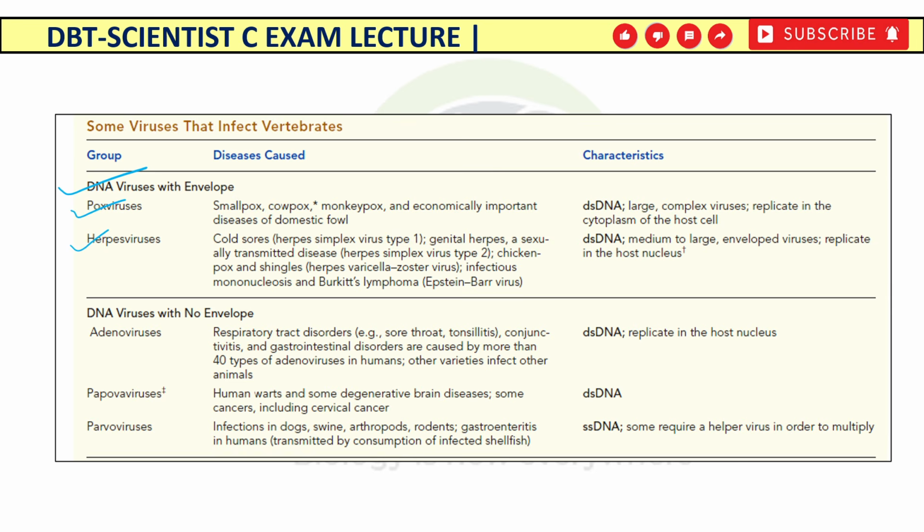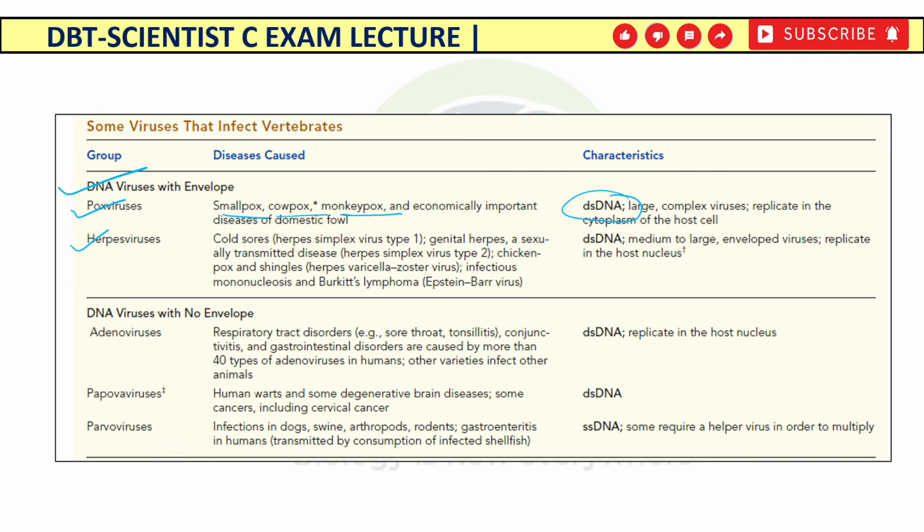So if you are having a question that is related to name the DNA viruses with envelope, and you are having options pox viruses, adenoviruses, papovaviruses and parvoviruses, so you have to choose the pox viruses because its genome is enveloped, and adenoviruses, papovaviruses and parvoviruses are non-enveloped. So pox viruses, the diseases caused by them are smallpox, cowpox, monkeypox, right? So they have double stranded DNA.